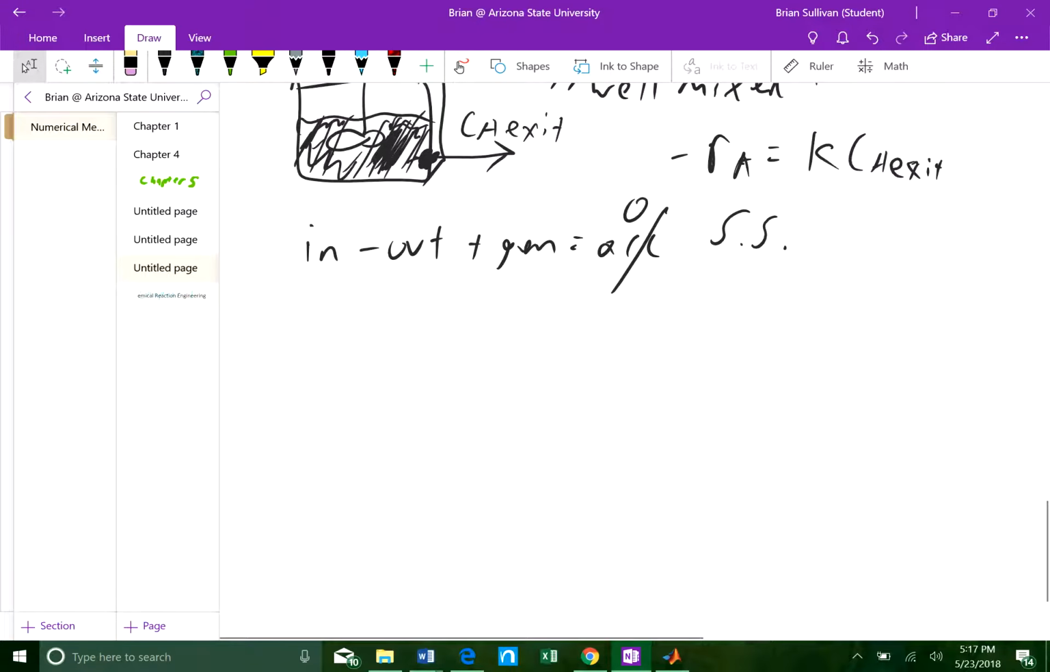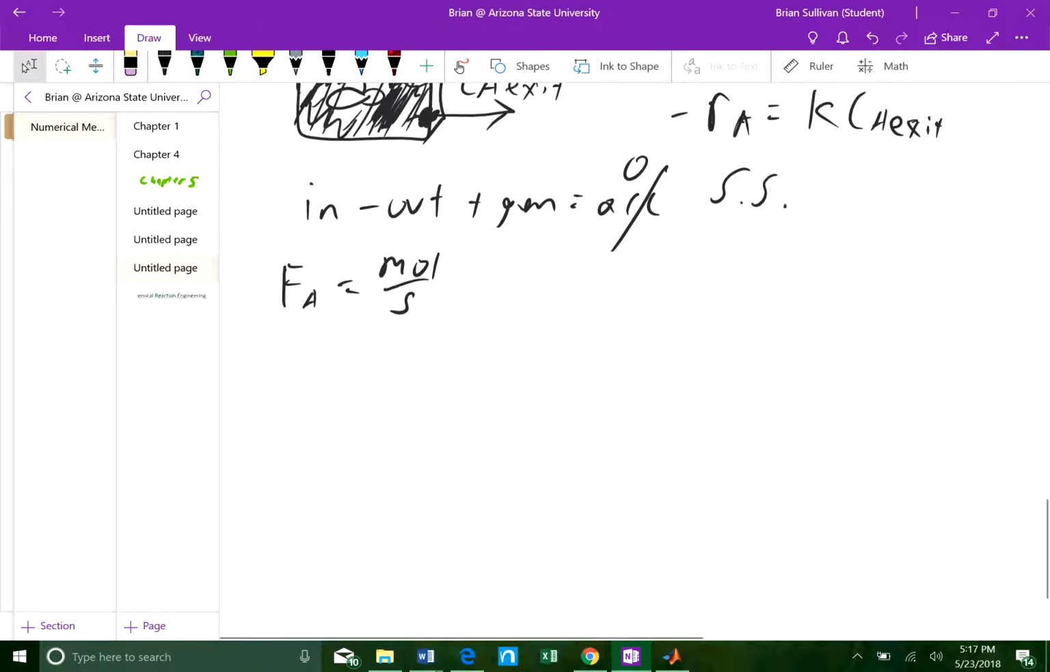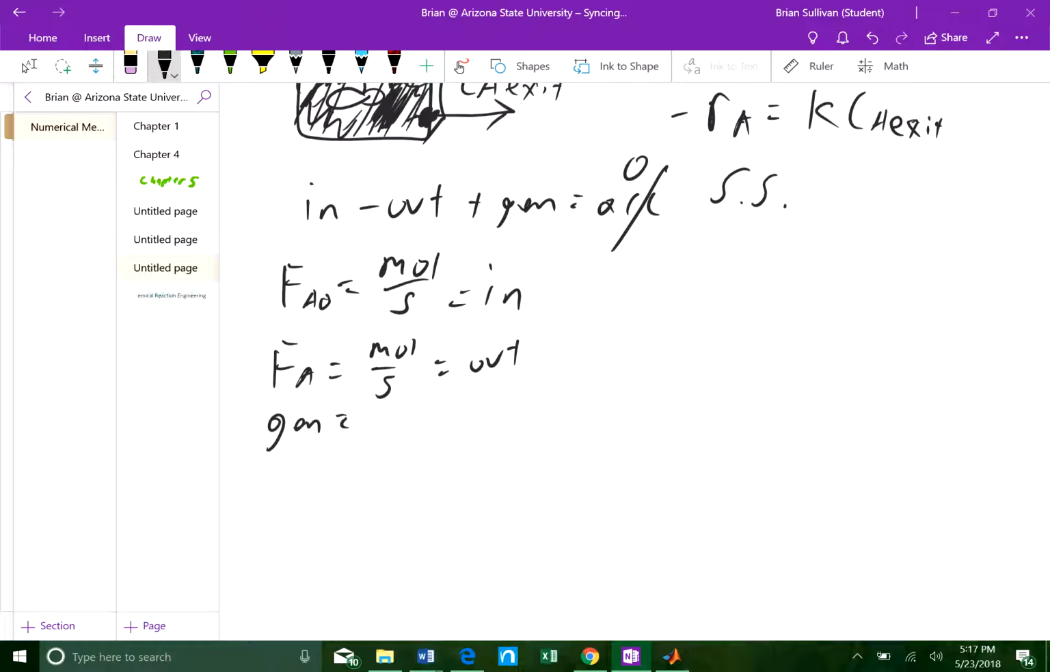Okay, so let's do in minus out plus gen. So basically, the molar flow rate in, we're going to write as FA. The units of FA are moles per second, right? And FA0, or out, will be the same units. So this will be in, FA, which still has units of moles per second, equals out. You can even write FA exit if you wanted to. Anyway, gen is going to be equal to RA times V. It'll change slightly with PFR, PBR.